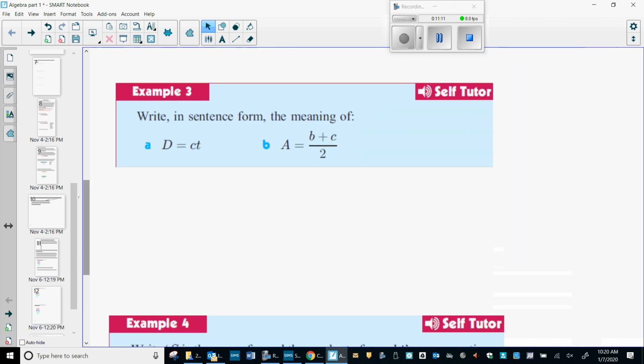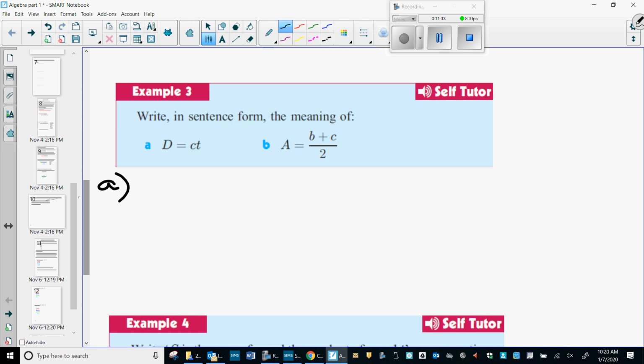Alright, write it in sentence form. This time we've got the expressions and we need to write them in words. So try and think of fancy pants things that we do. We've got the C and the T next to each other, so you have to remember what that means. Georgie? B is equal to the letter C.